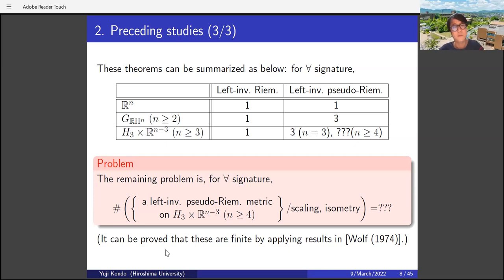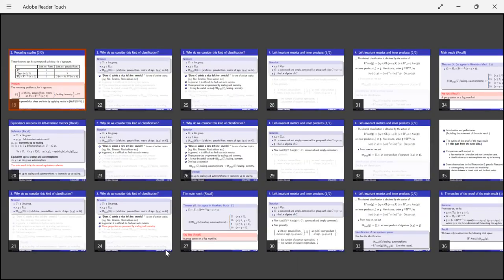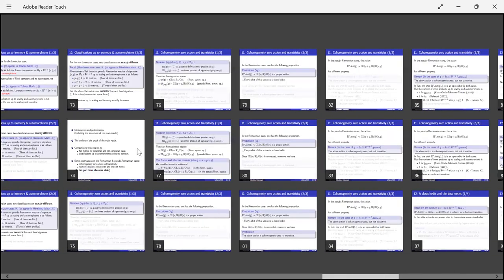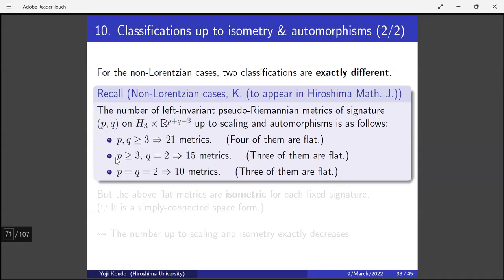Yes. Okay. And regarding, you had a slide saying that when you have the number of metrics, the flat metrics were isometric. You pointed out that the isometric classes up to automorphism and scaling are fewer. And what about the other non-flat metrics? First, do you know if they are equivalent or not up to isometry? And also, I was curious what happens with the center. Is it non-degenerate or degenerate in those cases?